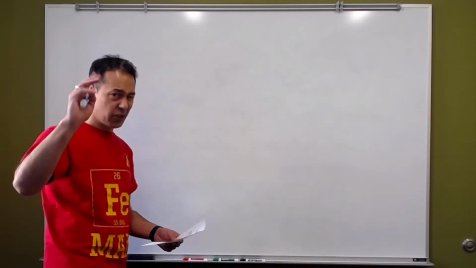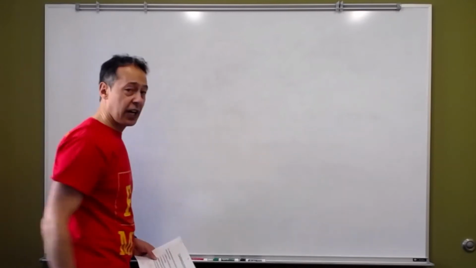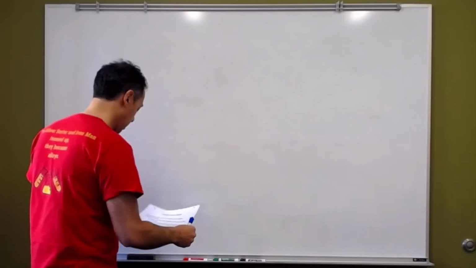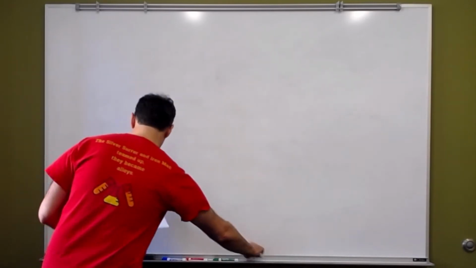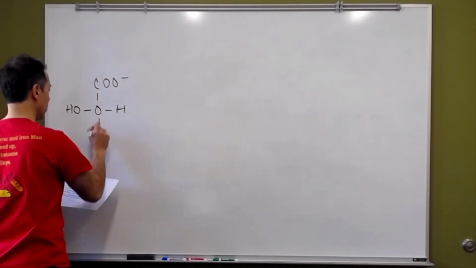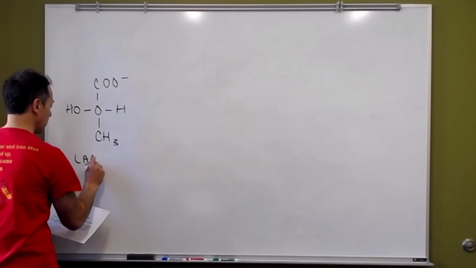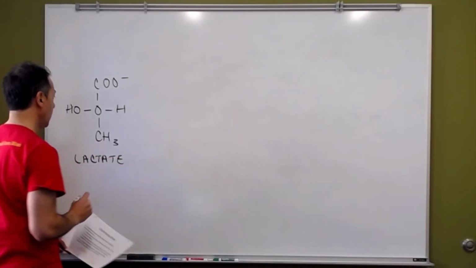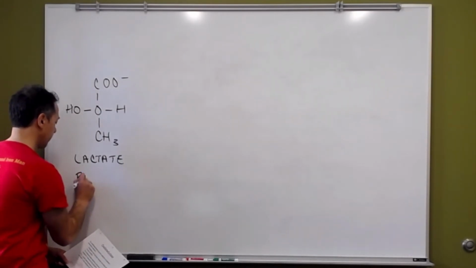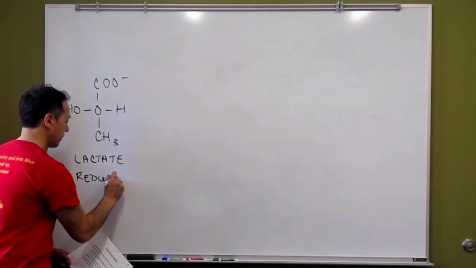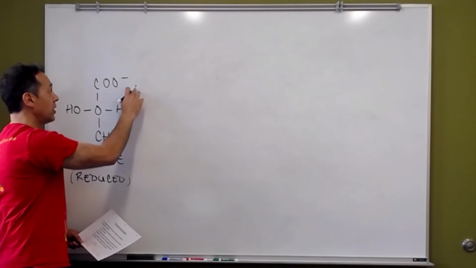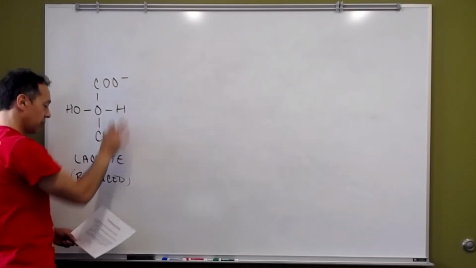Now it's a little bit of a head scratcher, but I'm going to draw out an oxidoreductase reaction and try to explain all of this. We're going to start out with lactate. Here is a lactate molecule that has been reduced, because we've removed a hydrogen atom here and the charge goes down.